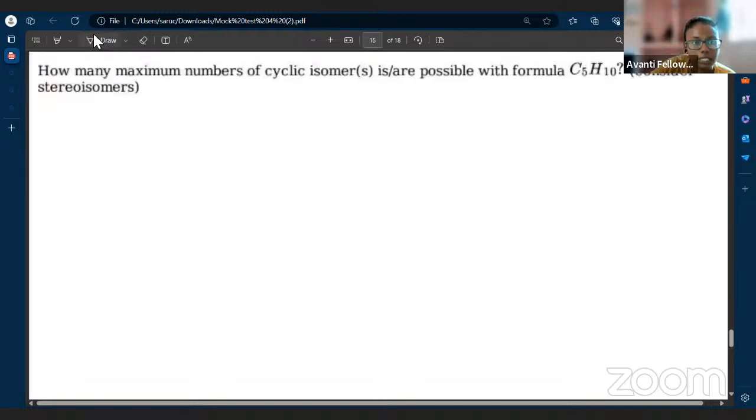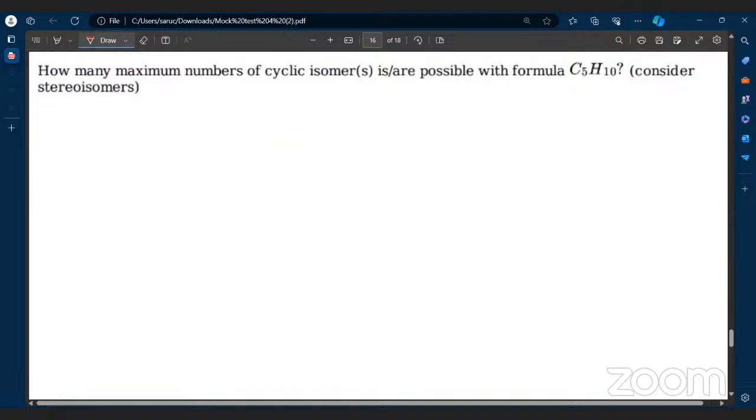And what is the maximum number of cyclic isomers possible with the formula C5H10? So you have to draw the cyclic isomers for C5H10. Write the isomers and count how many cyclic isomers are possible. Go with the 3-member cycle, then the 4-member cycle and the 5-member cycle.